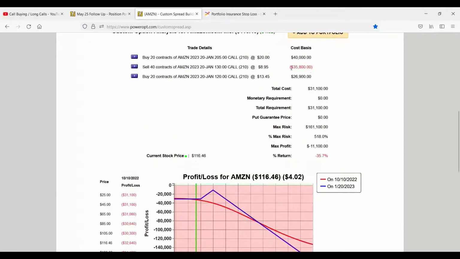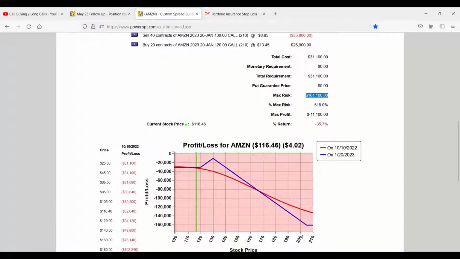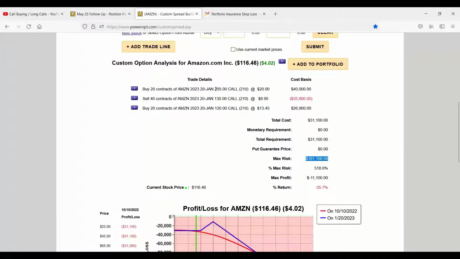Now, as I mentioned, you get a net credit here on this one. That's great. That's a great aspect. You're taking in $35,800, paying $26,900. You lower the total cost to $31,000, but what is this maximum risk? It's due to the margin requirement of that additional $75,000 roughly on top of the total cost for the strike differences of 20 contracts, 205 bought, 130 sold. That's your 75 bear call spread.